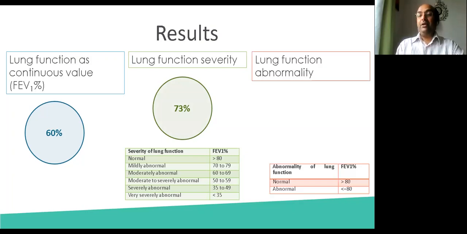The last thing we did was simply say that if the percentage predicted FEV1 is over 80%, then it's a normal lung function, and if it's lower than 80%, then it's an abnormal lung function. Using the same method and technique, we have over 84% accuracy. So these are very preliminary results with the method that we have used so far.